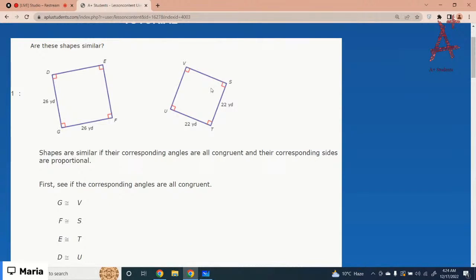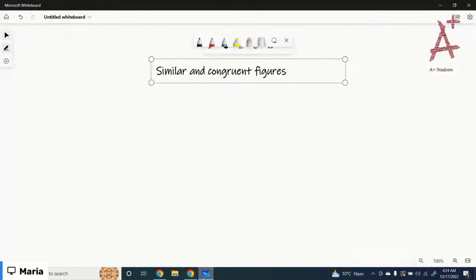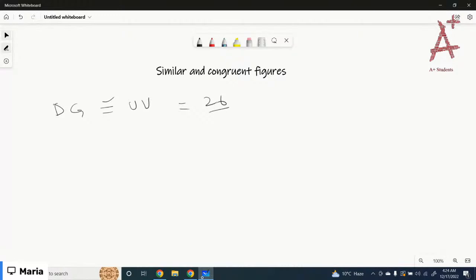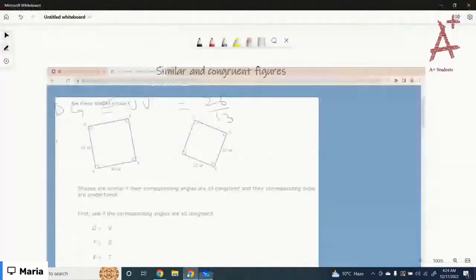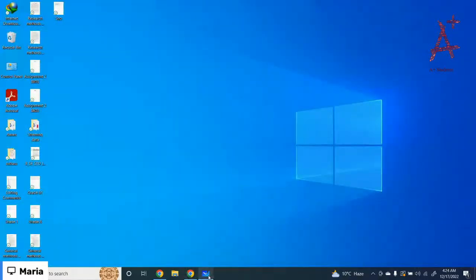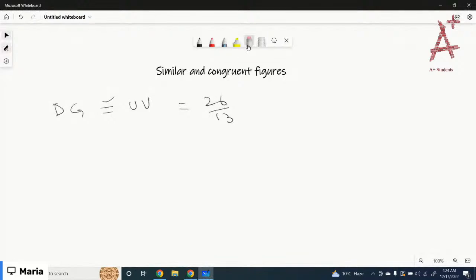Let me write down the congruent sides on the board. They are DG and UV. DG is congruent to UV, and DG has the measure 26 and UV has the measure 22, sorry. 26 and 22. Got it? You can write them in simplest form. It would be 2 times 13 over 2 times 11.